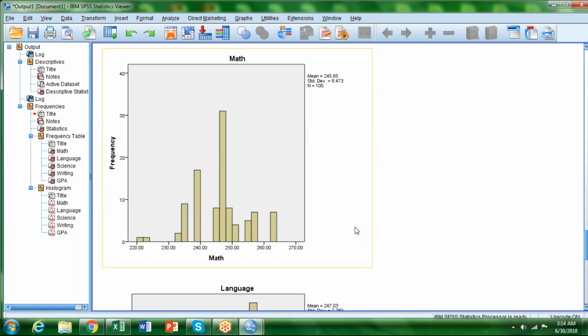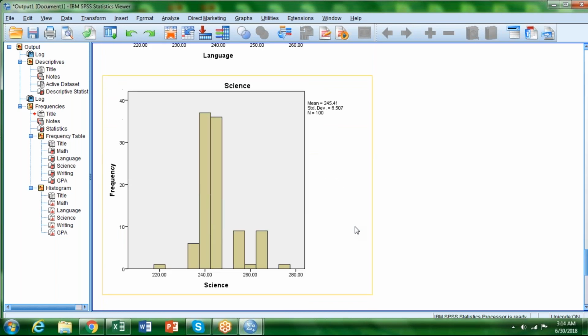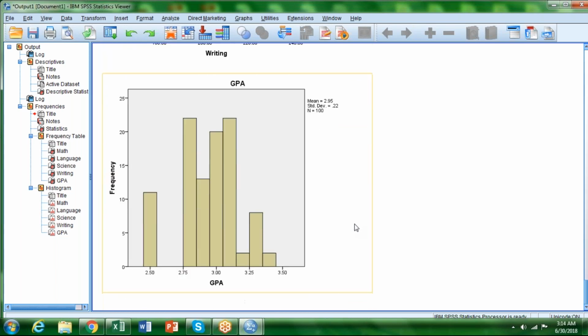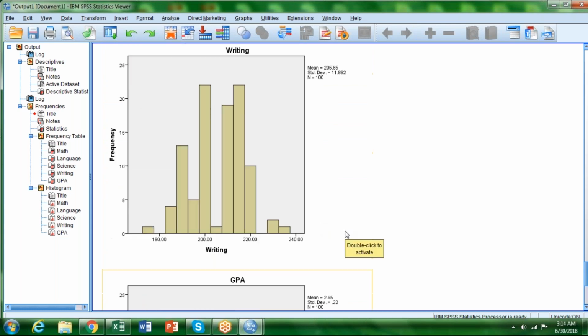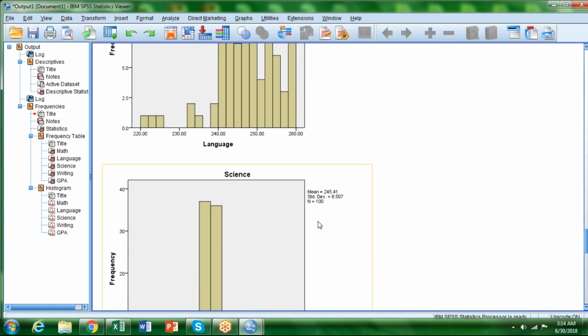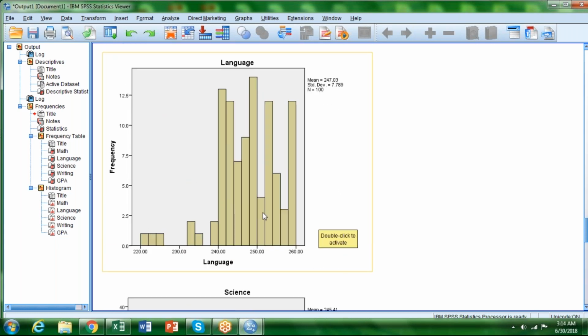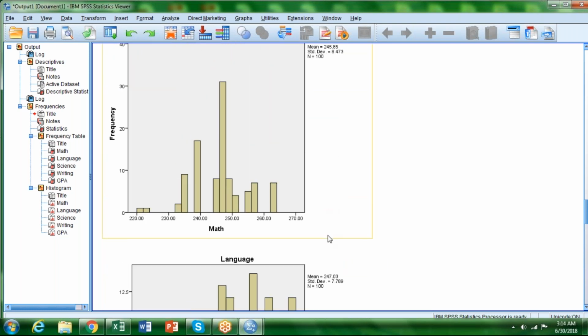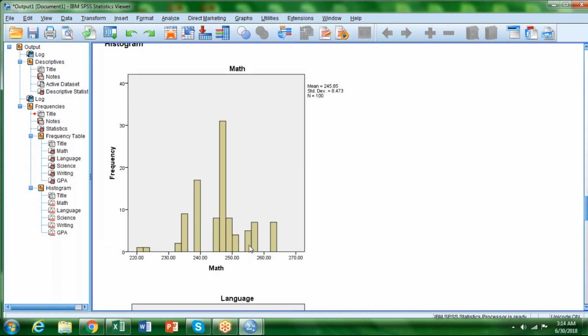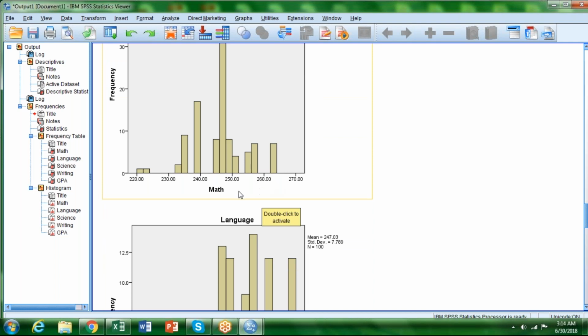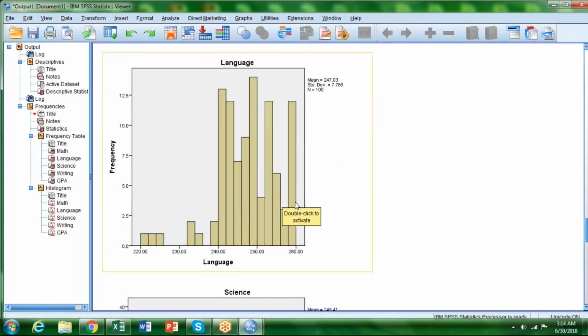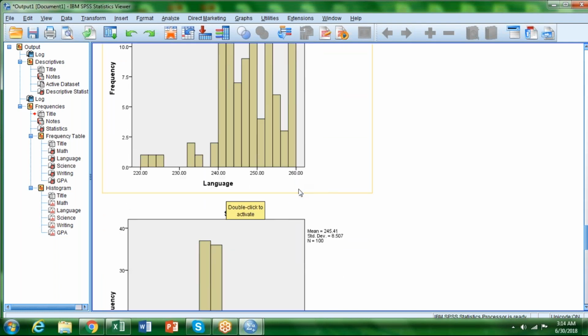Then it gave you a histogram of each one of these frequencies, so take a look at that. By looking at the histogram, it's easy to see the data is more or less normal. Language scores, however, are skewed to the upper end of the scale, and math has more of a normal distribution. So language is the only one that's skewed higher than all the rest.